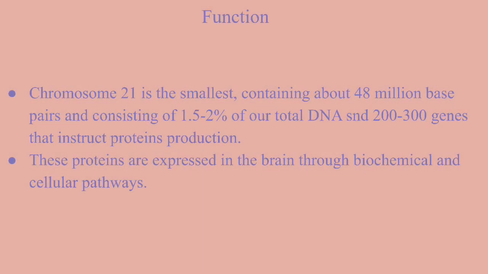In function, chromosome 21 is the smallest, containing about 48 million base pairs and consisting of 1.5 to 2% of our total DNA and 200 to 300 genes that instruct protein production. These proteins are expressed in the brain through biochemical and cellular pathways.